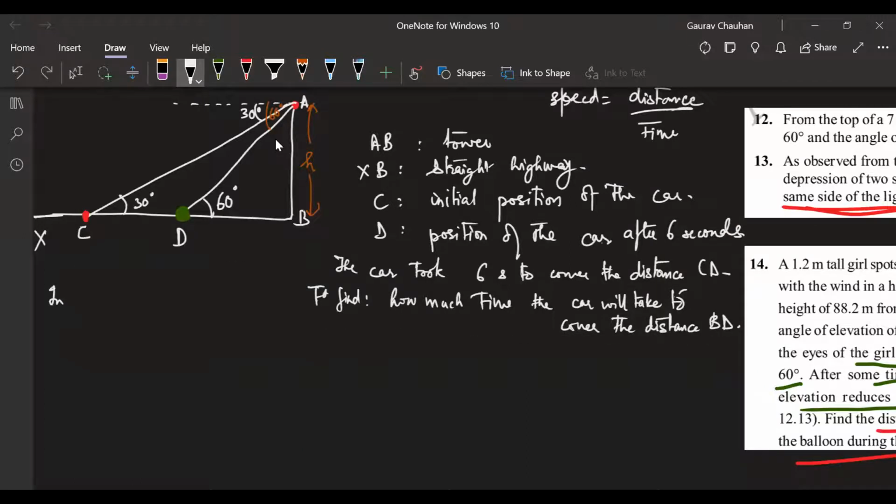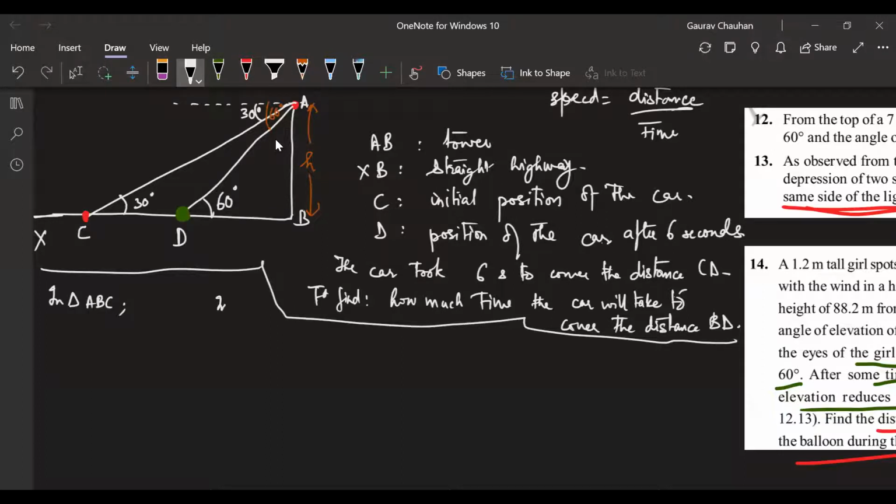So here we have in triangle ABC, and another one which I have is in triangle ABD. Okay, what do I have? I have tan 30. I'm doing exactly what Manisha told me. Tan 30 is equal to H by BC, and here I have tan 60 is equal to H by BD. Okay, let's see where it takes us.